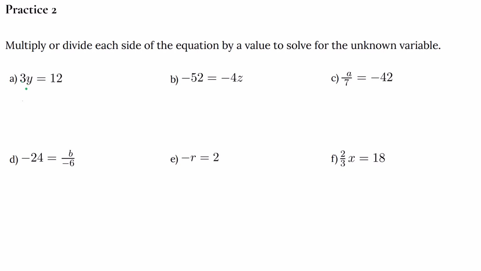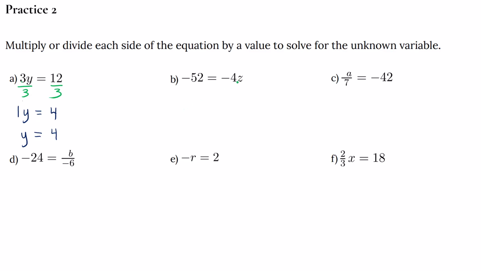In A, y is multiplied by 3. So to get y by itself, we're going to divide both sides by 3. 3y divided by 3 comes out to, well, 3 divided by 3 is 1, and then we still have our y left, equals 12 divided by 3. We know that 1y is the same as just y, so we can write this as y is equal to 4, and with that we have our answer for y.